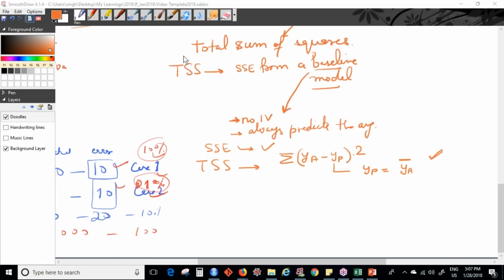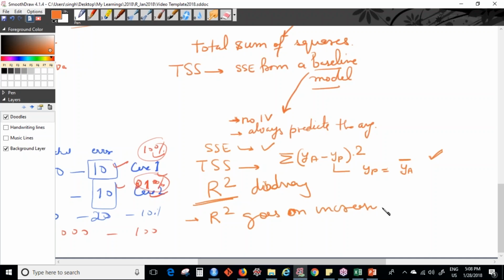So r square has a disadvantage. Okay. R square has a disadvantage. The disadvantage is that r square goes on increasing even if you add some crap variable.